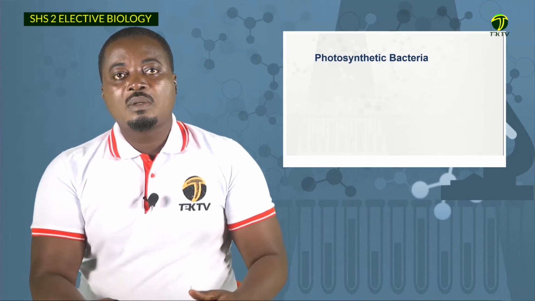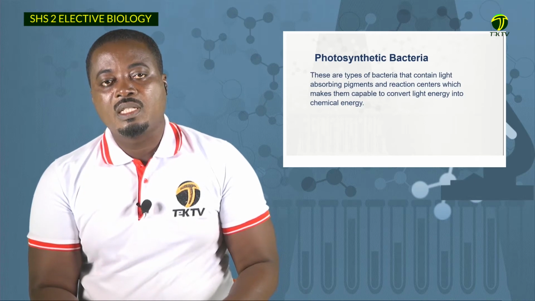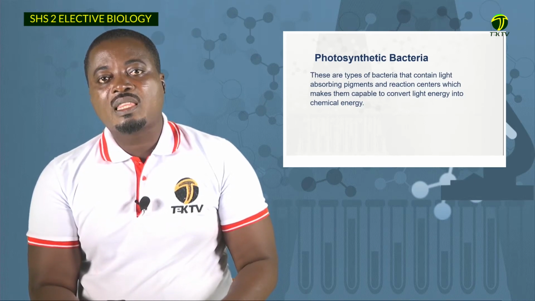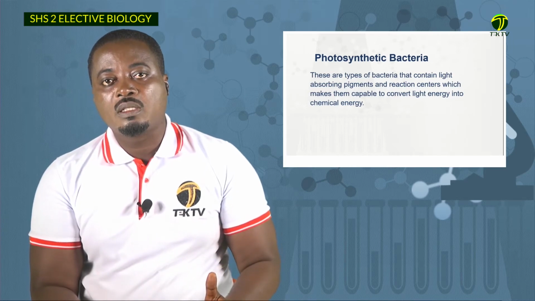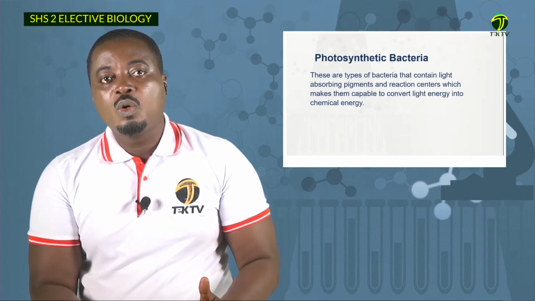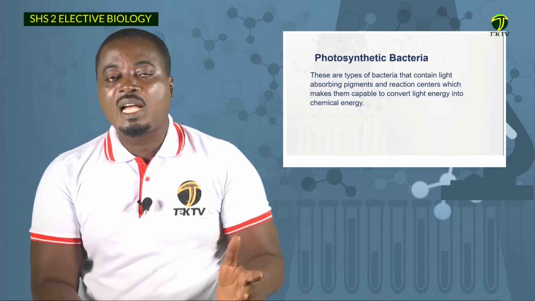Now, let's look at some of the photosynthetic bacteria and see how they undergo their photosynthesis. These are types of bacteria that contain light-absorbing pigments or reaction centers, which makes them capable of converting light energy into chemical energy.